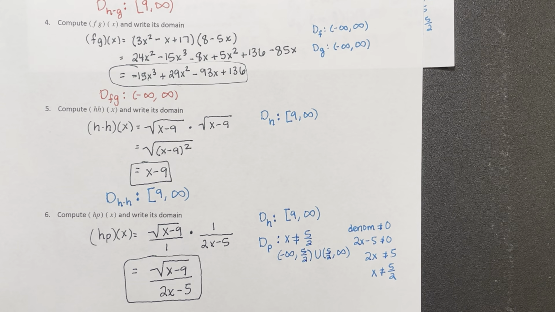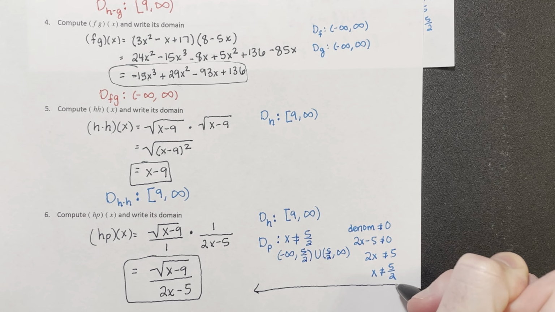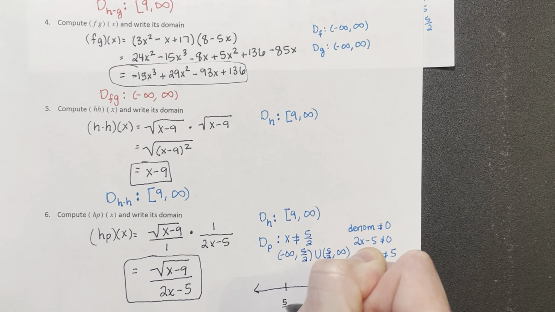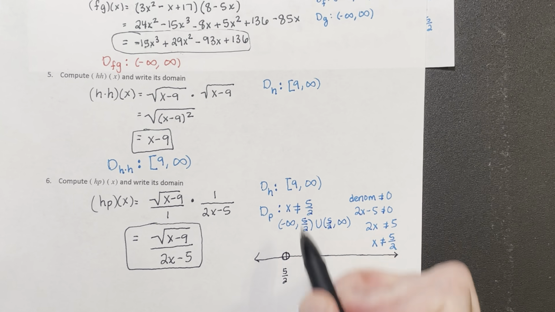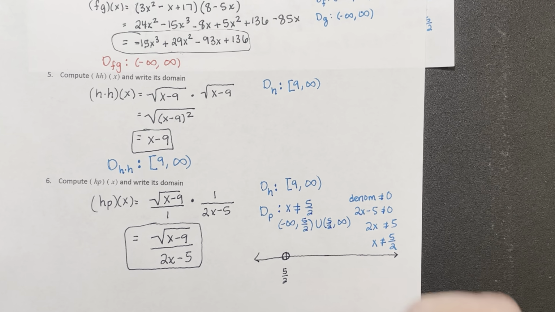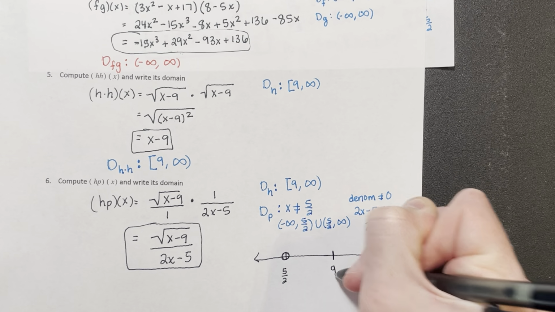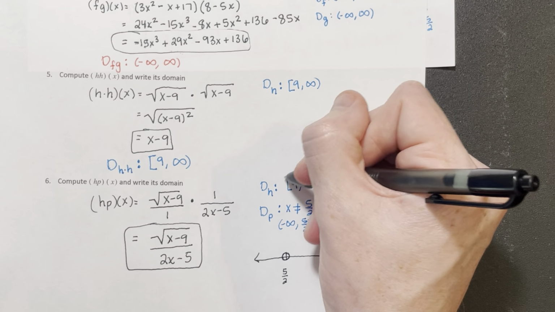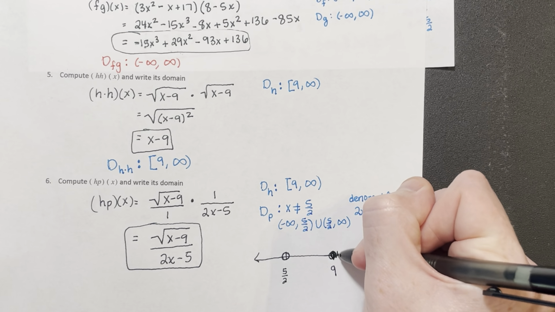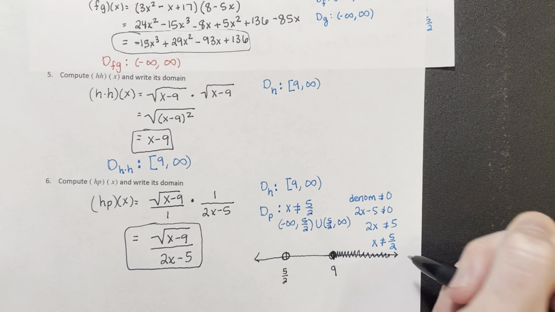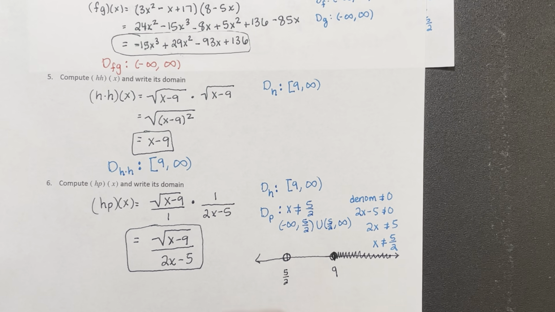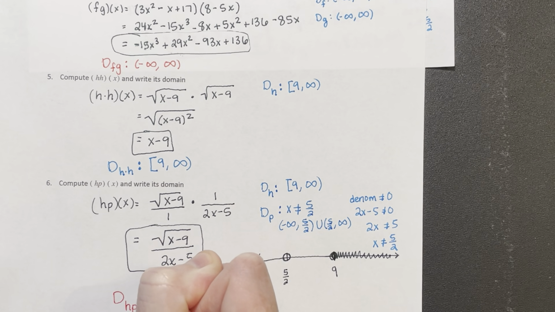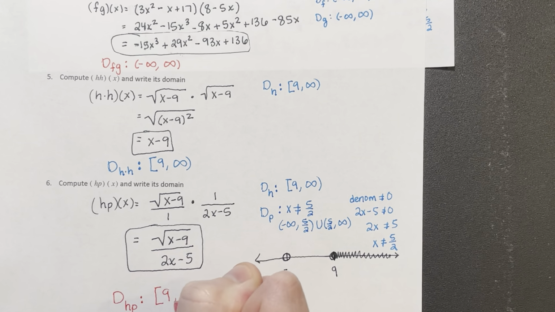Now when we think about the overlap of these two things, we're saying x can't be 5/2. So let's find that and put our open circle. Then we also find 9. Now 5/2 as a decimal is 2.5, so 9 is bigger and past it. So I'm going to go to 9, and it is a bracket, so it's going to have a closed circle and shaded to the right. Now if we look at that overlap there, we're left with just this part. So our domain, let's do this in red again, domain of h times p is still going to be bracket 9 to infinity.